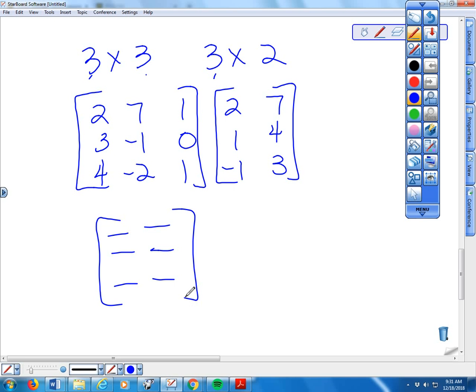Right. Okay, so to do this, I'm going to take the first row by the first column. Right. 2 times 2 is 4. 7 times 1 is 7, so that's 11. 1 times -1 is -1. 11 minus 1 is 10. And if it helps, just write it out. Then I do the second column. 2 times 7 is 14, plus 28. It's like 30. No, that's 42. 42. And 1 times 3 is 3, 45.